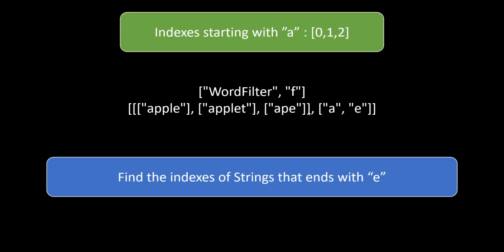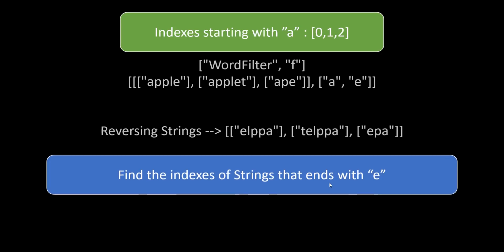Now the second question is, how do I find the indexes of the strings that end with the letter E? So the question here is, can I use the same trie, or do I need to do some modifications in the trie or in the input that is given to us? One of the logical things that we can say is, if I am reversing this string, instead of finding the string that ends with E, I'll now have to find the strings that start with E in these reversed strings, because now I have stored my input from the reverse side.